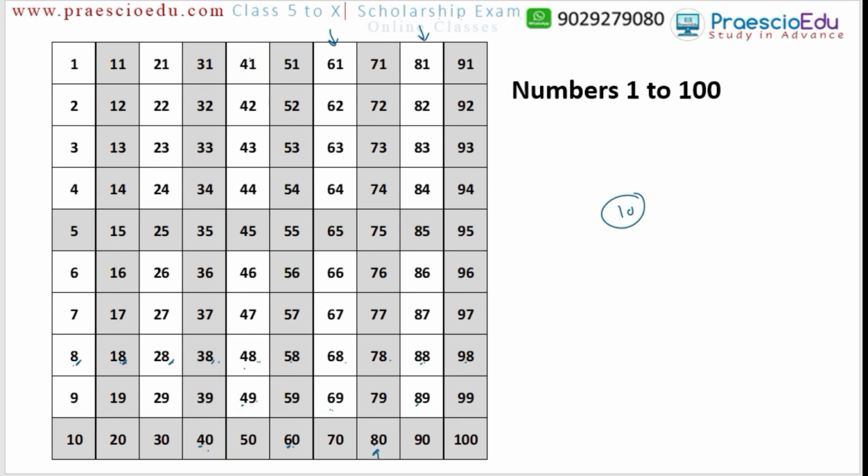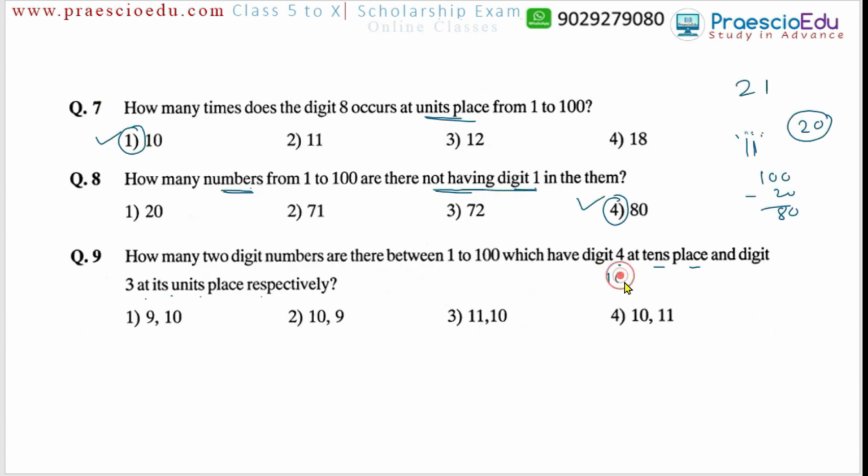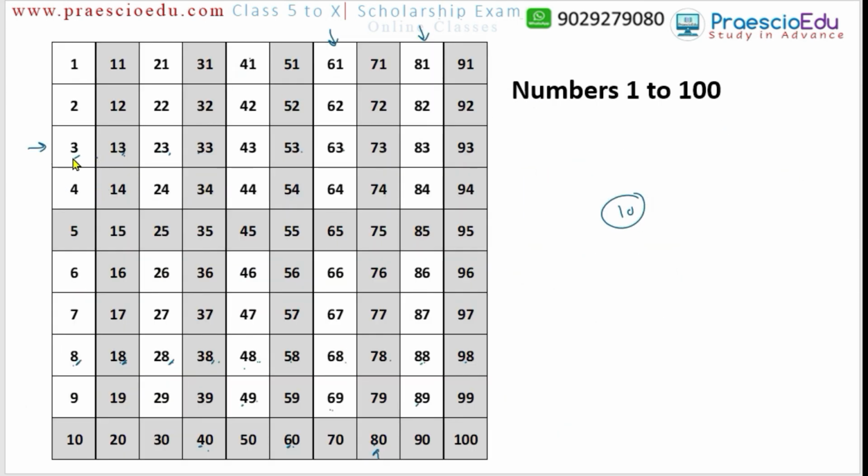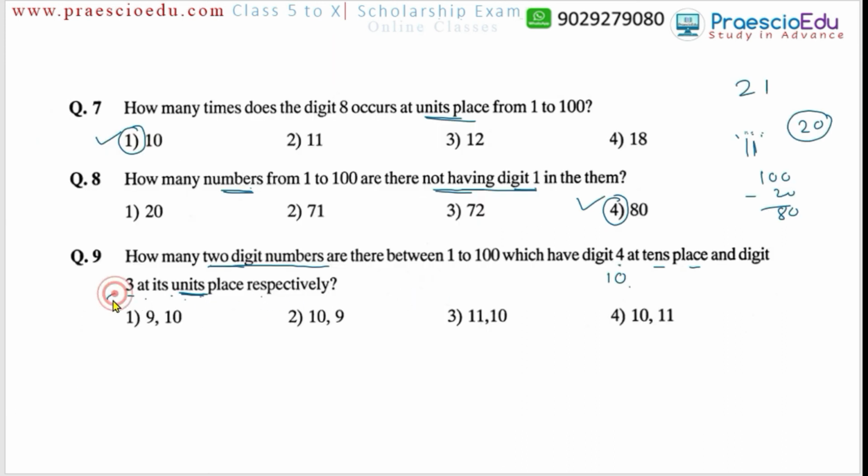So for the 4, tens comes, and for the 3, the 3 should be at the unit place. We have to consider this 3 as the unit place. We know there are 10 digits, or 10 times, for consideration at the unit place, but this should not be considered. So only 1 2 3 4 5 6 7 8 and 9. So for these, there are 9 places respectively. So 10 and 9, mentioned in option number 2.